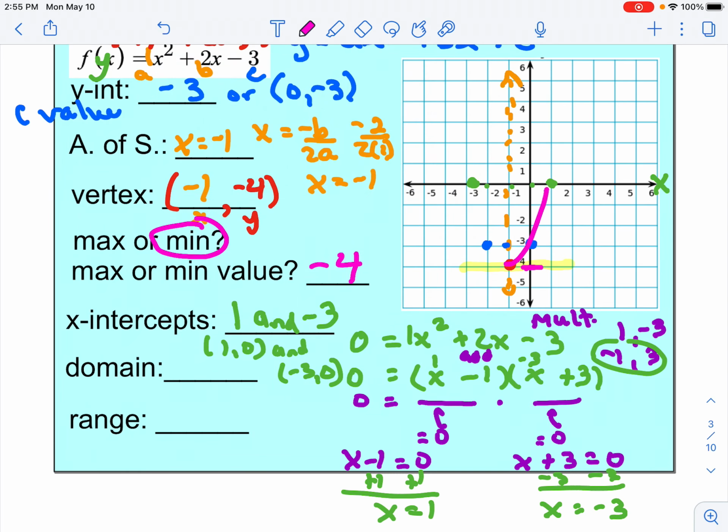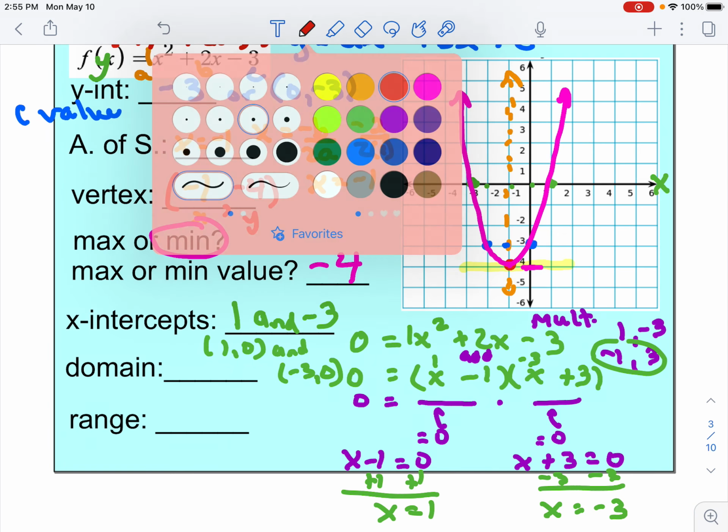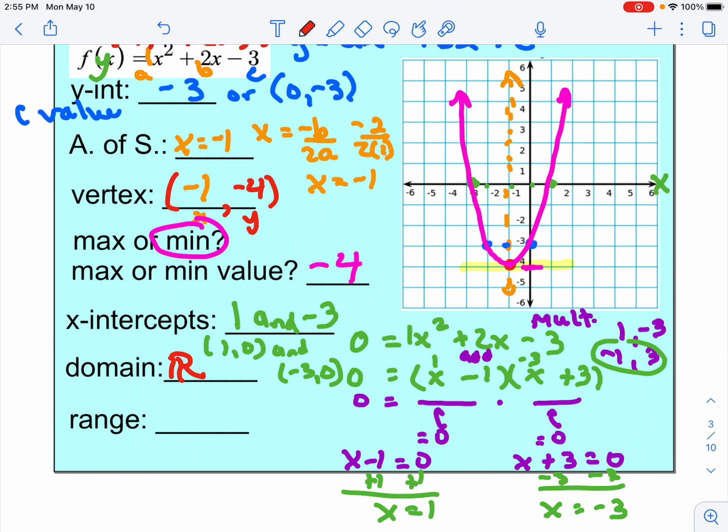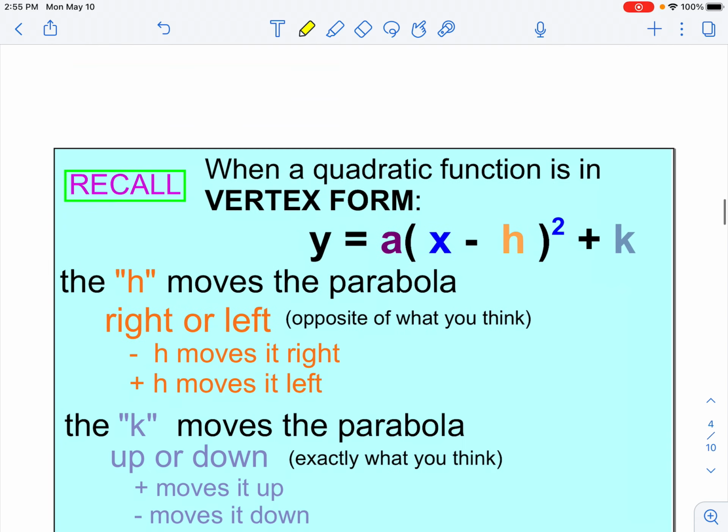So I'm going to sketch in my quadratic. My domain, again, is my x's, and my x's keep going in both directions, so it's all real numbers. But my range, my y values, never go below -4. That's that minimum value of -4. So my y values are greater than or equal to -4. So that's how we graph in standard form, okay? And that's what we worked on a few days ago.